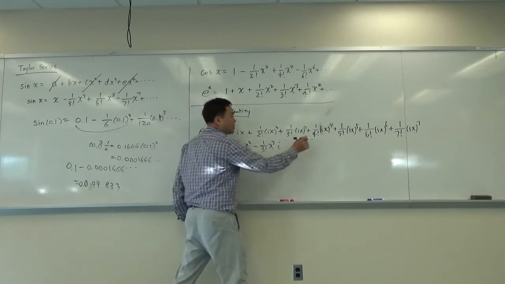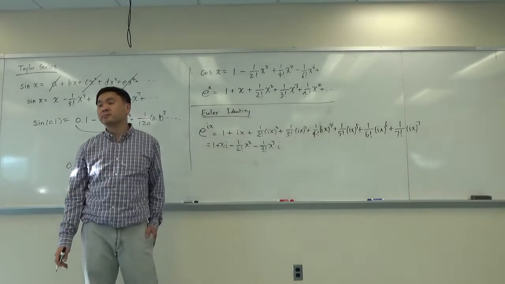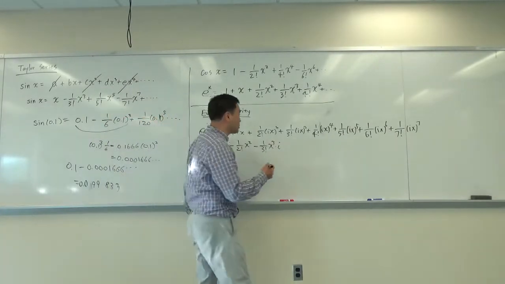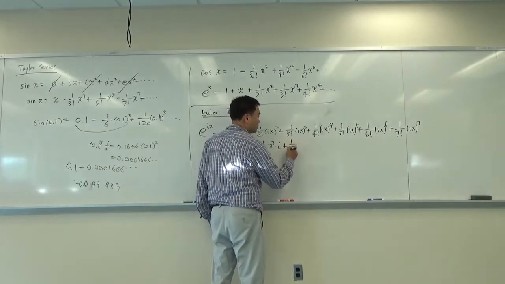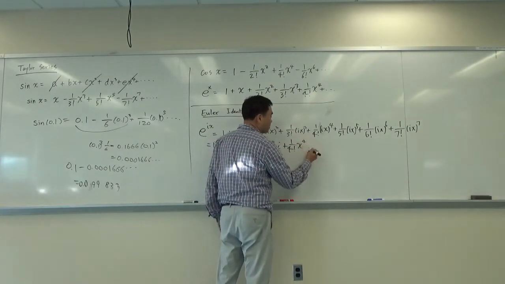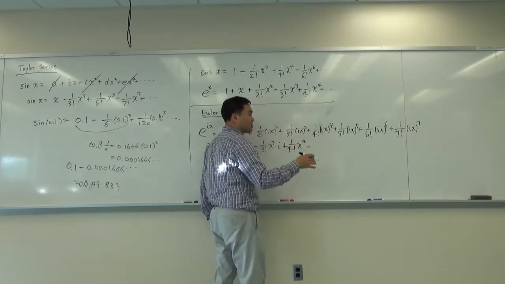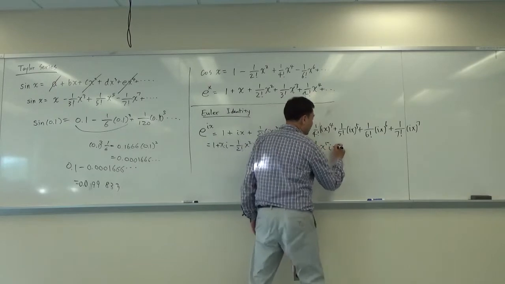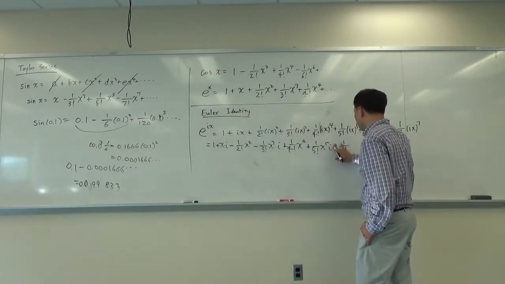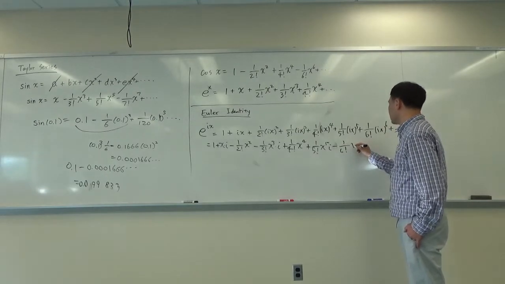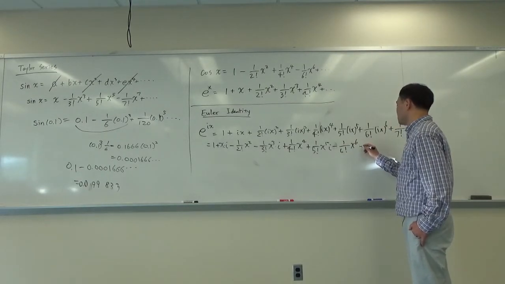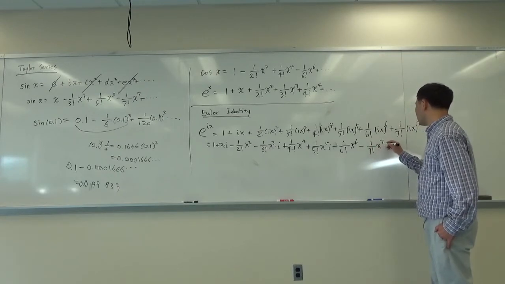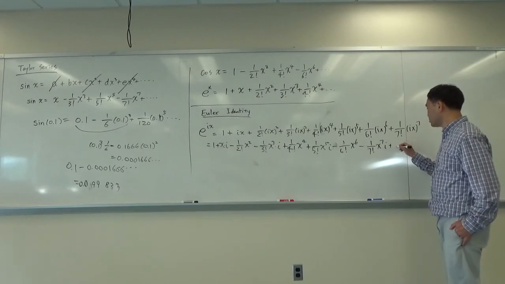And then what about i to the fourth power? That's i squared times i squared, which is negative 1 times negative 1, which is positive 1. So it's going to be plus 1 over 4 factorial x to the 4th. And if you continue on, you'll see that i to the 5th is just i. And then 1 over 6 factorial, this will be minus x to the 6th. And then it'll be minus 1 over 7 factorial x to the 7th i, and so on and so on.